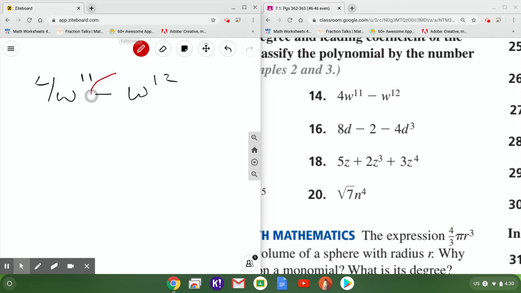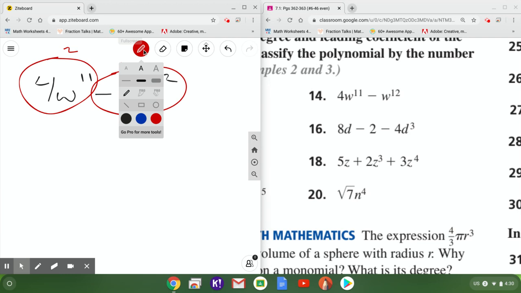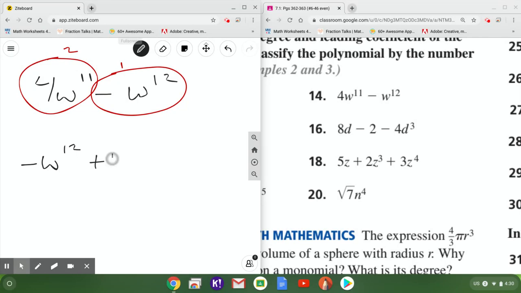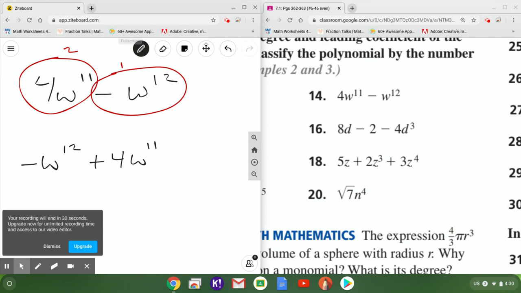So this is one term. Here's another term. This has a degree of 12. This right here has a degree of 12. This is degree 11. So I'm going to write this first. I'm going to write this second. So when you write it in standard form, you're not actually combining them. You're just writing it the way it should be, which is negative w to the 12th and then plus 4w to the 11th. There, that's standard form.